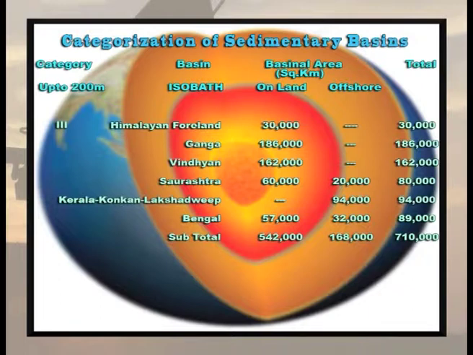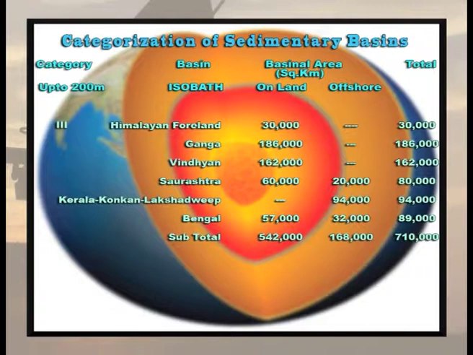Its total is 1,86,000. Vindhyan is 1,62,000 and total is 1,62,000 itself. Saurashtra has 60,000 on land, 20,000 offshore. Totally it is 80,000 square kilometers. Kerala, Konkan and Lakshadweep doesn't have any on land square kilometers, but it has offshore of 94,000 and total is 94,000. Bengal has 57,000 on land, 32,000 offshore. Totally it is 89,000 square kilometers.